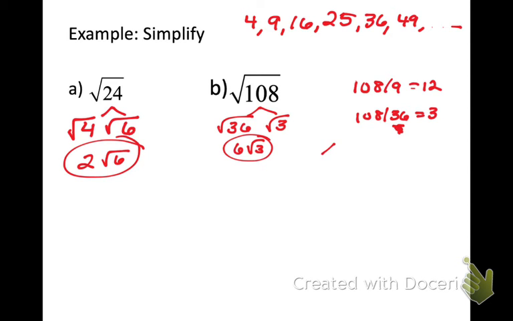If you would have went with the 9 and 12, that would have been fine. It would not have been simplified all the way, because you can simplify the square root of 12 further with 4 and 3. And 4 is 2. So then you would take your 2 and your 3 and multiply them together to get the 6, and then you are left with the square root of 3.